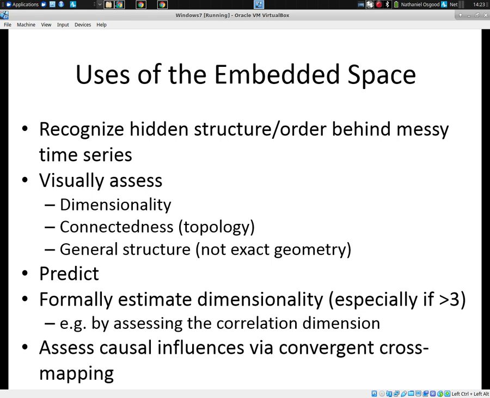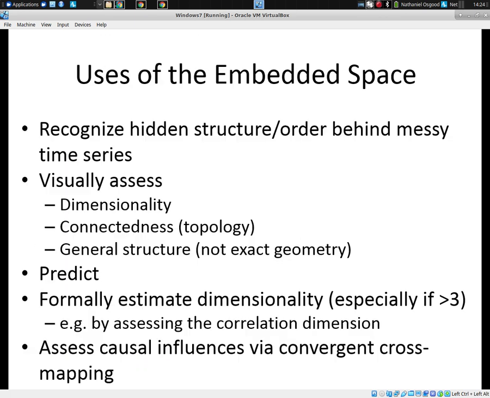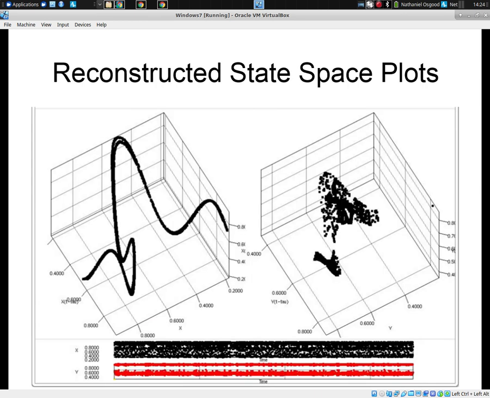Okay. I had said visually assess, but you can formally assess dimensionality, as we've talked about. And the final thing, which I'm going to be emphasizing for most of the balance of the session today, is we can use these methods to assess causal drivers within the system according to this technique of convergent cross-mapping. Okay, this technique advanced by Sugihara. And that's where we're going to be going with it. But you shouldn't lose track of the fact that there's all these other benefits from this reconstruction.